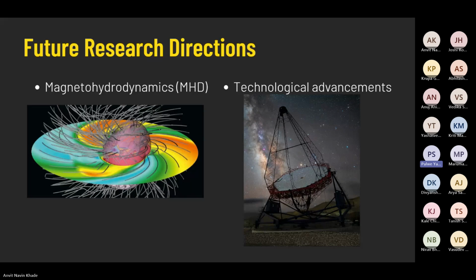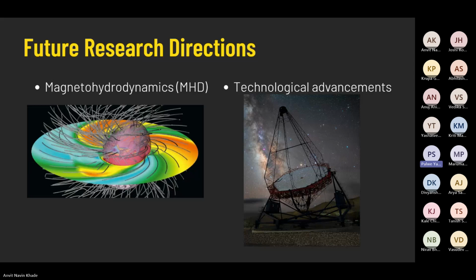Magnetohydrodynamics studies the dynamics of electrically conducting fluids like plasmas, which are found in stars, accretion disks, and planetary magnetospheres. Understanding MHD is crucial for explaining solar flares, cosmic jets, and the behavior of astrophysical plasmas. Future research involves more sophisticated simulations and observations to better understand magnetic fields' roles in various astrophysical processes, which is still not yet well understood.